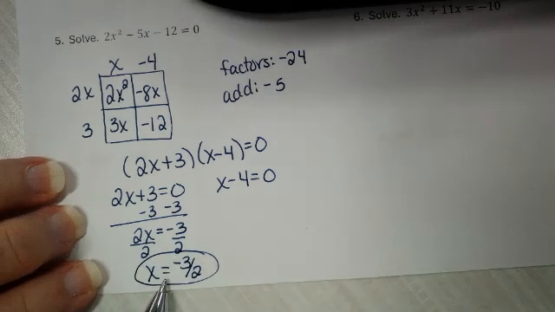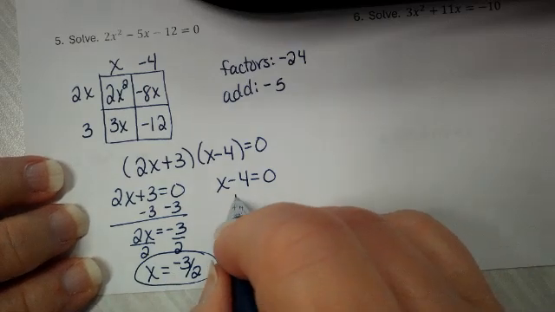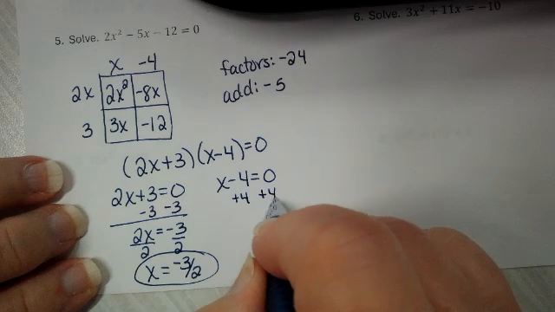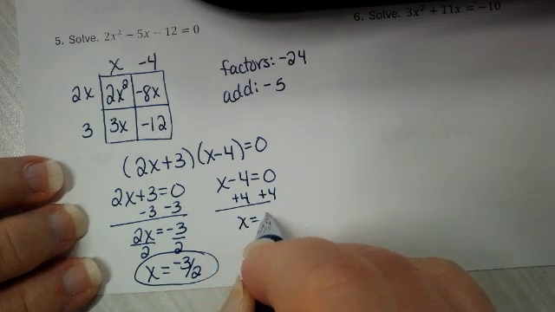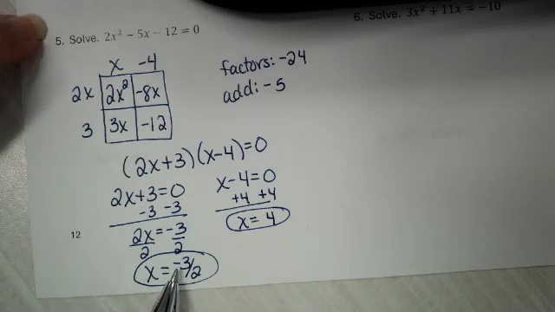Now, if you want to make that say negative 1.5, that's fine. It's the exact same number. And this one, I'm going to add 4 to both sides. So x equals 4. And those are my two solutions to this quadratic equation.